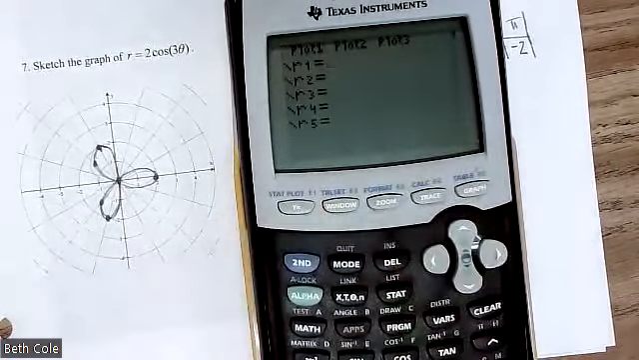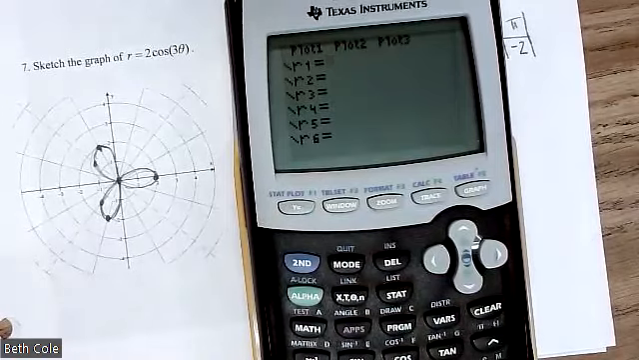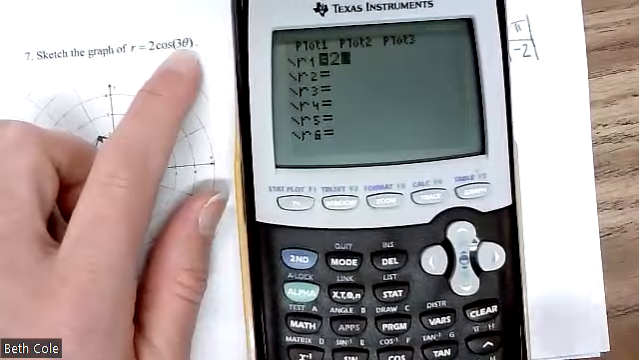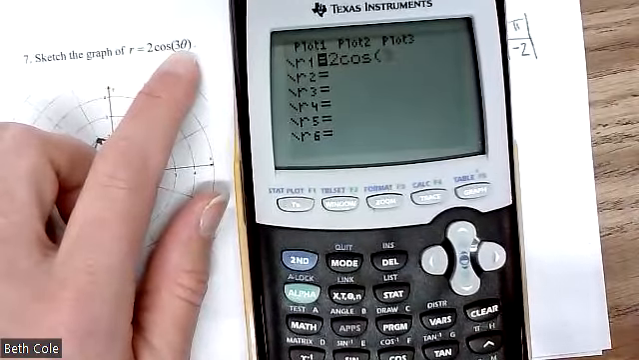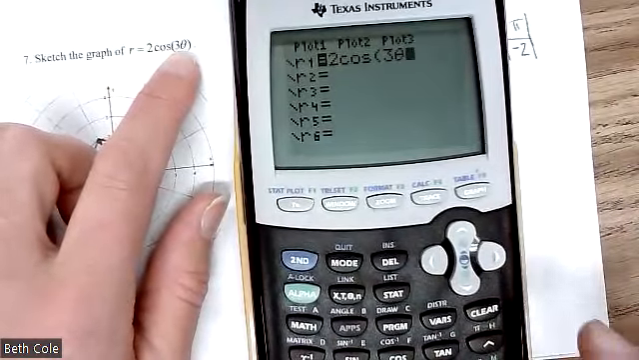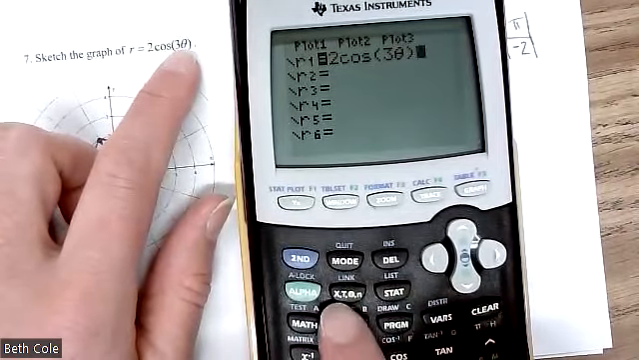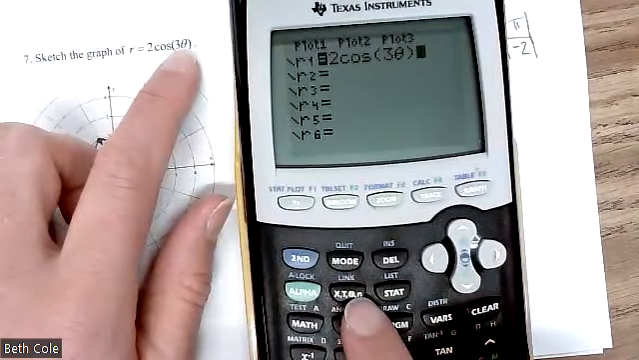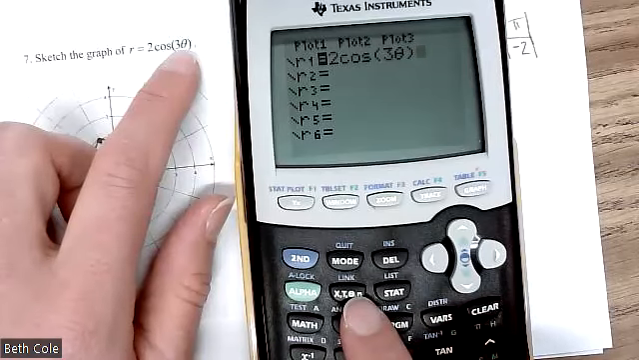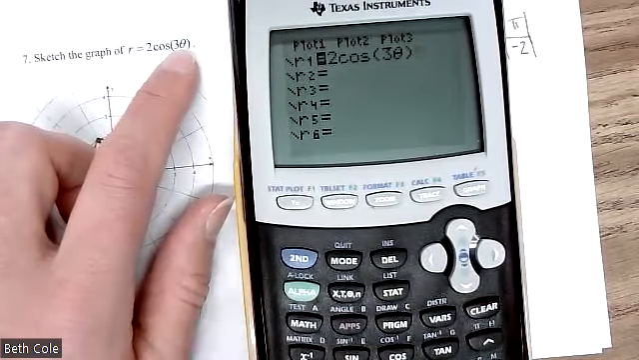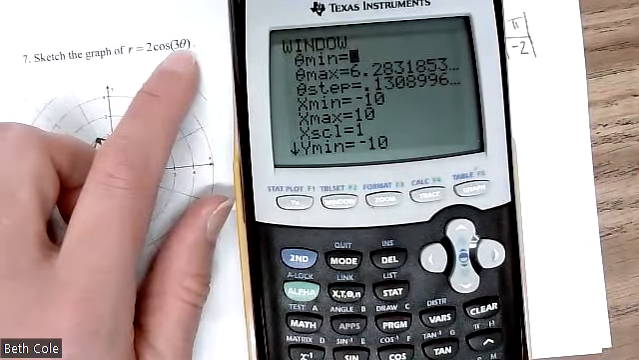Go to y equals, and you will see that it now says r equals. And we're going to type this in: 2 cosine 3 theta. And when you type your x button, it will give you a theta. Do you remember we did parametric and it gave you t? That's why that button says x t theta n. No one understands that until they get to Calc BC. So anyway, don't hit graph yet. We're going to go to window and adjust our window.